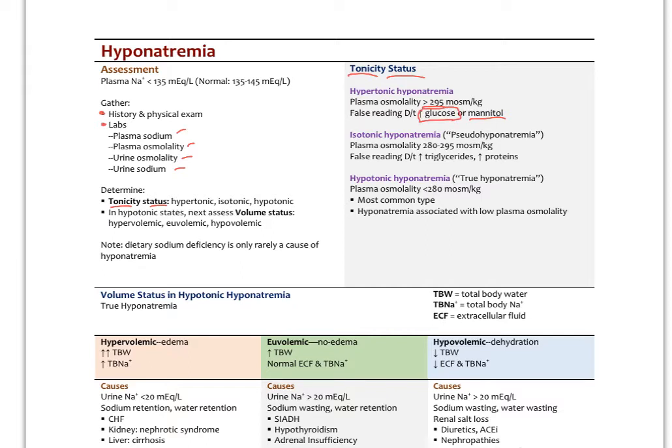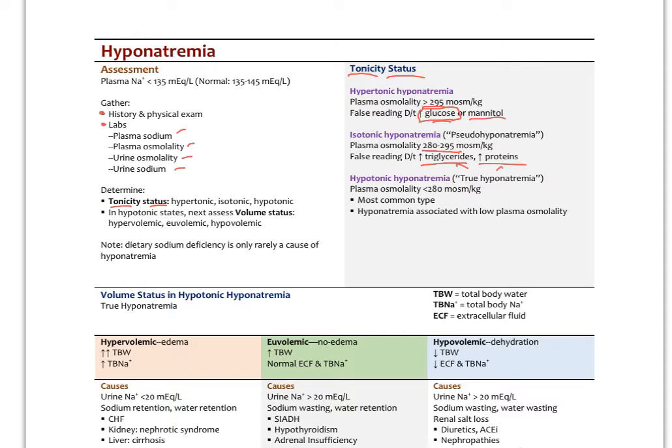So a person with severe diabetes might actually have low sodium on the lab measurement, and that's really an artifact because of the high glucose. So in those cases, we just treat the glucose. Isotonic hyponatremia, we call that pseudohyponatremia, is when your plasma osmolality is normal, but we have really high triglycerides and high proteins. So hyperproteinemia and hypertriglyceridemia can cause a false low sodium reading. So that's isotonic hyponatremia. You've got to treat the triglycerides or the high proteins.